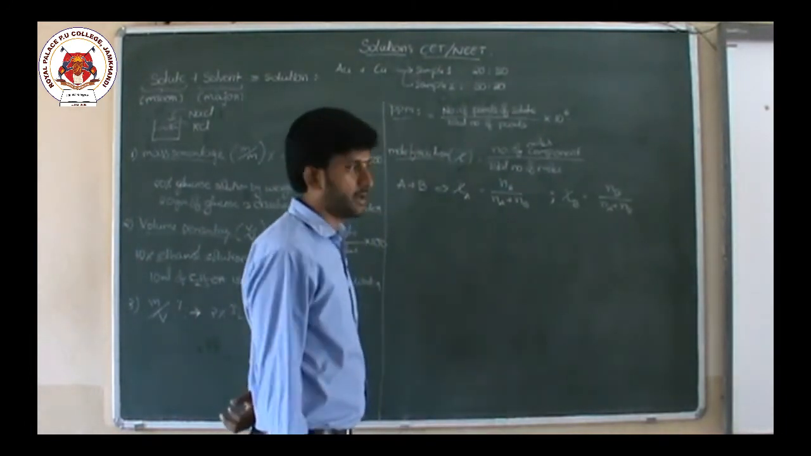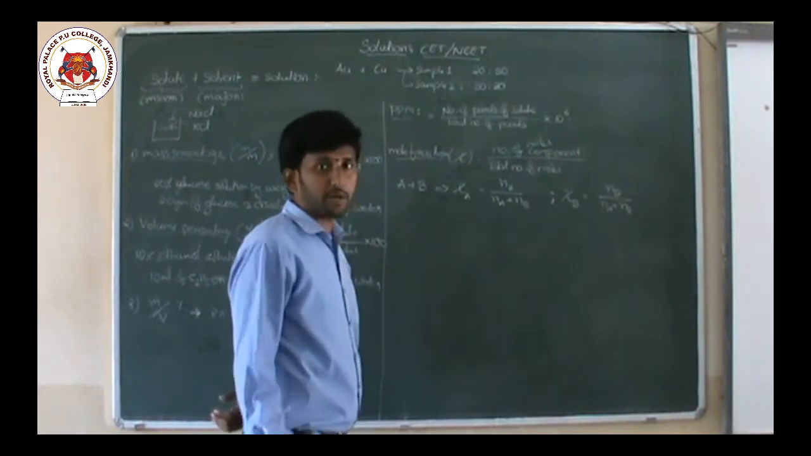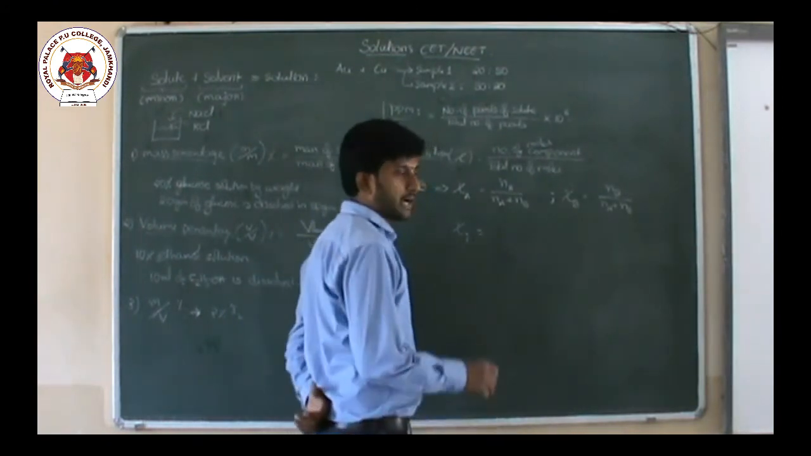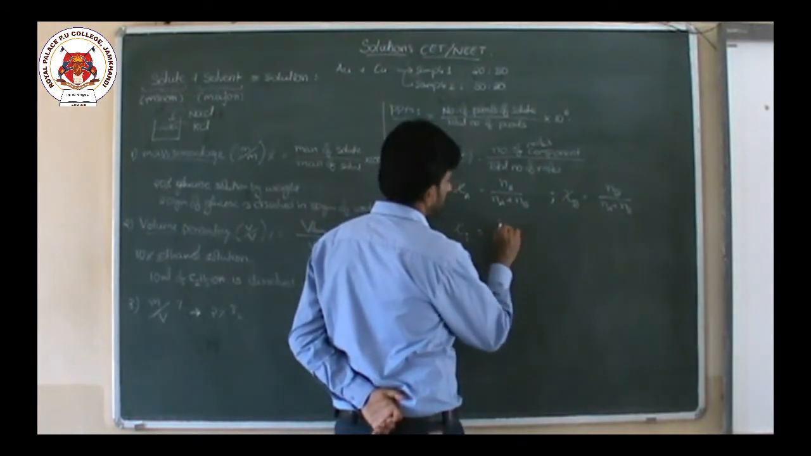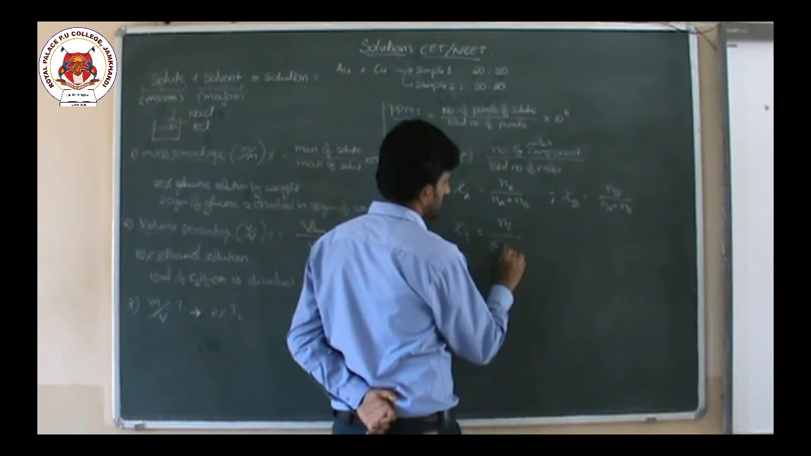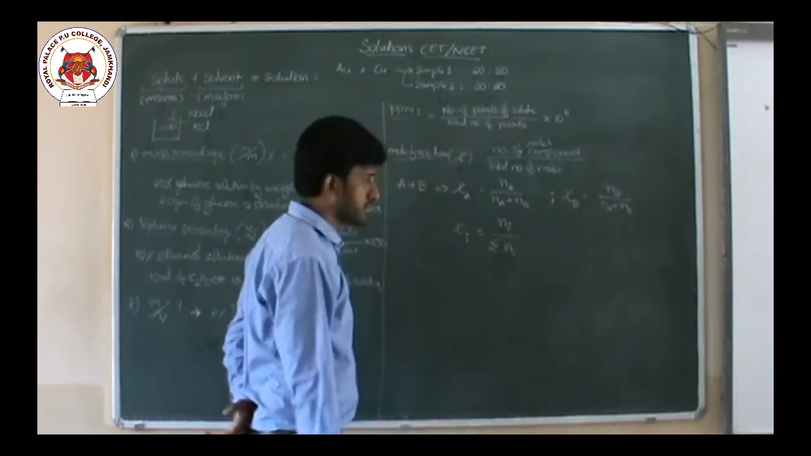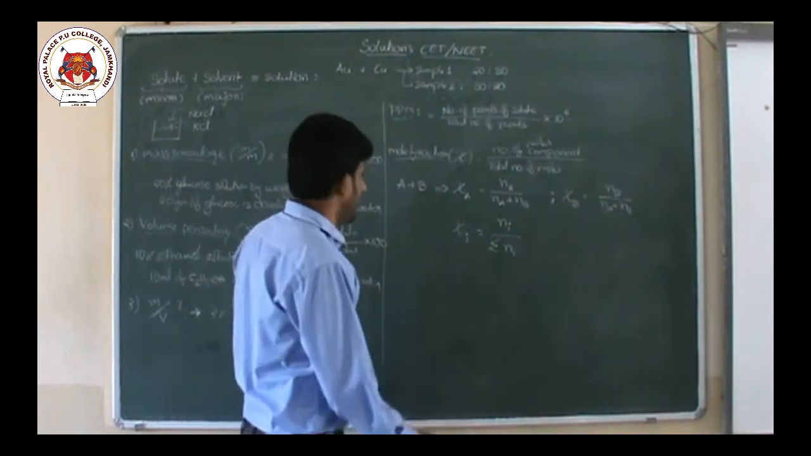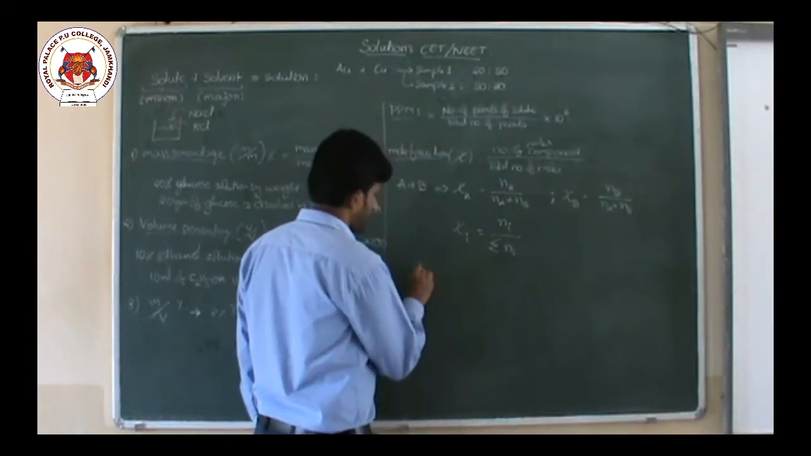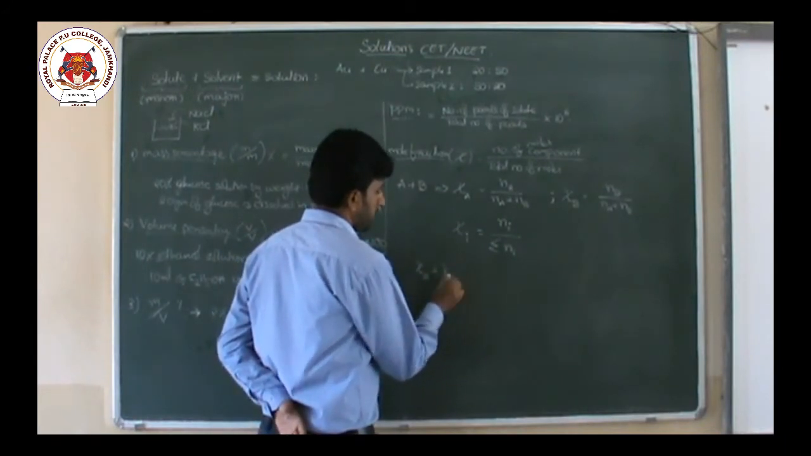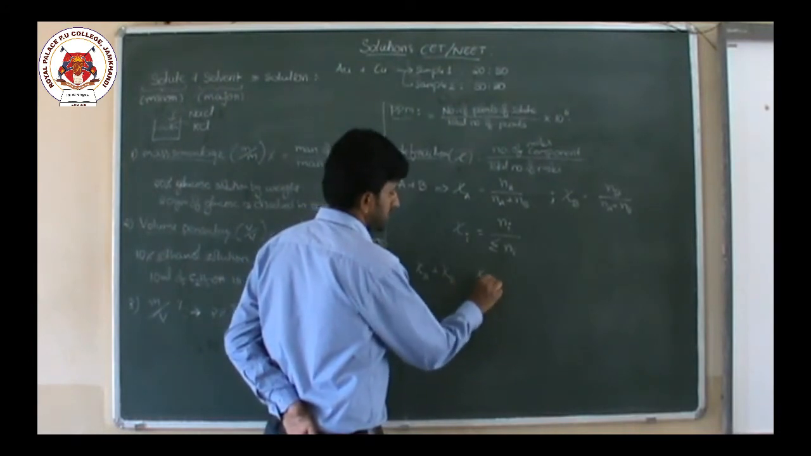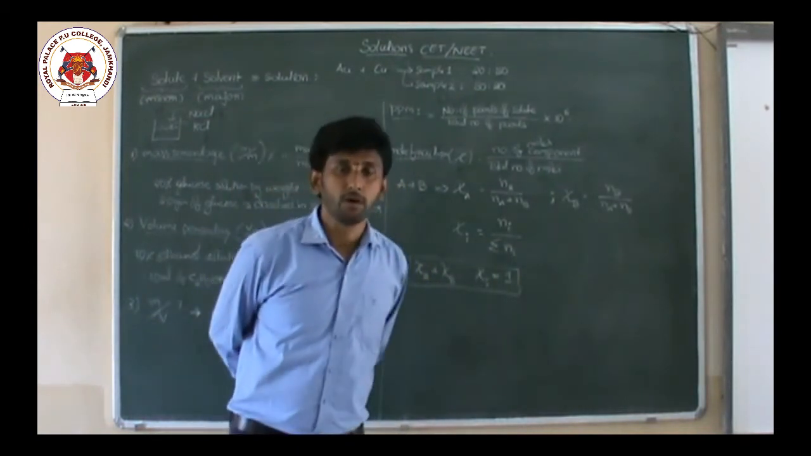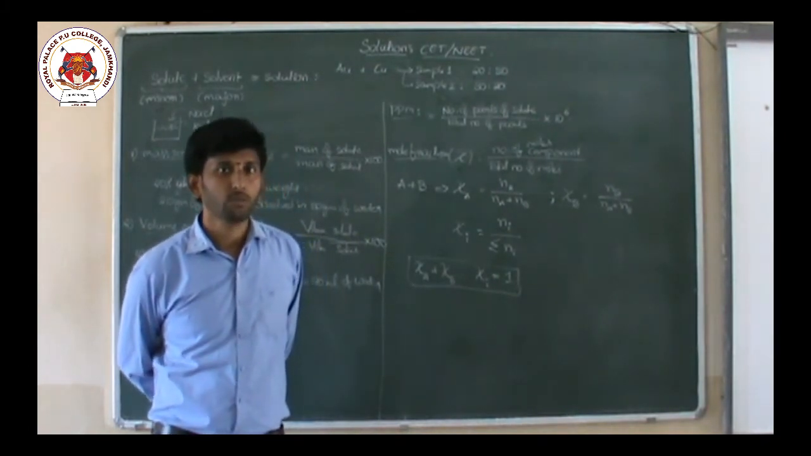And remember, for any solution, if there are n number of components, then the mole fraction of the ith component is given by the formula ni by summation n. Summation means total: number of moles of the ith component by total number of moles. You should always remember that the sum of the mole fractions of all the components in the solution is always equal to 1, unity.